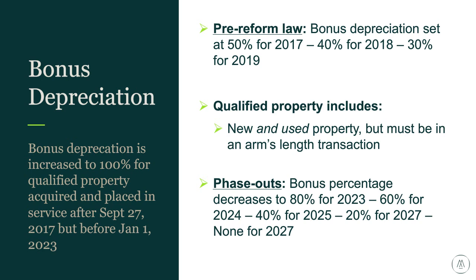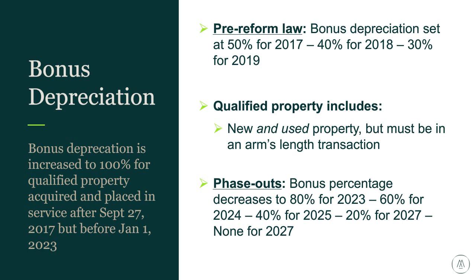new tax reform law. Many of you may be aware bonus depreciation in 2017 was at 50%, allowing you to take 50% of the cost of that property in the first year. And that was only for what was considered qualified property, which was new property, not necessarily new to the organization, but new as in it was the first time that the property had ever been used.